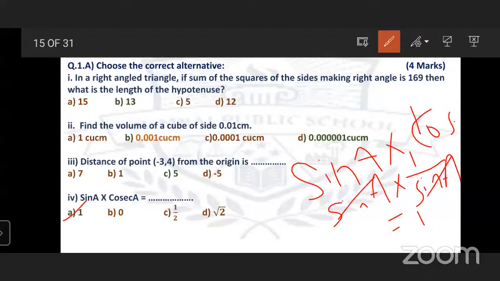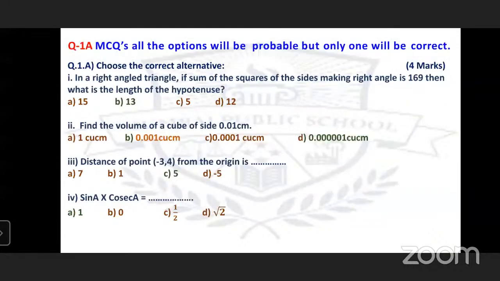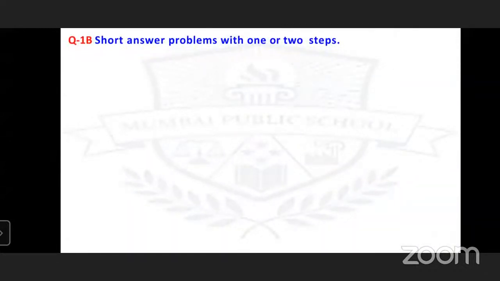Okay. Now see the next question, question number 1B. Question number 1B, short answer problem with 1 or 2 steps. So see, solve the following. There is no option. There are total 4 questions and all questions are compulsory. Each question carries 1 mark. So 4 into 1 is equal to 4 marks.